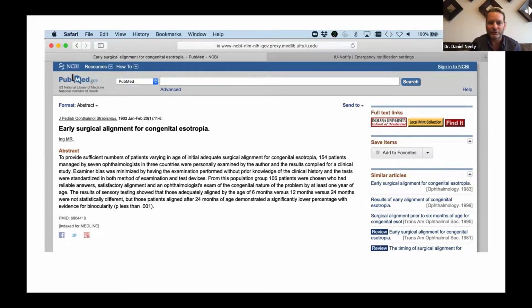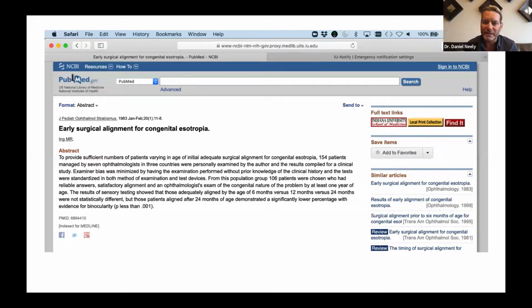And what they found was that there was not a lot of difference whether you had these children aligned by 6 months versus 12 months versus 24 months. So this last sentence here, the results of sensory testing showed that those adequately aligned by the age of 6 months versus 12 months versus 24 months were not statistically different. So whether you had a perfect surgery at 6 months or a perfect surgery at 18 months, it didn't make any difference, at least in terms of their sensory outcome.